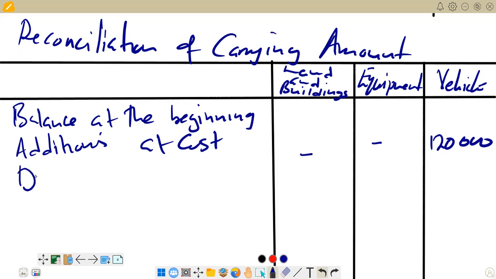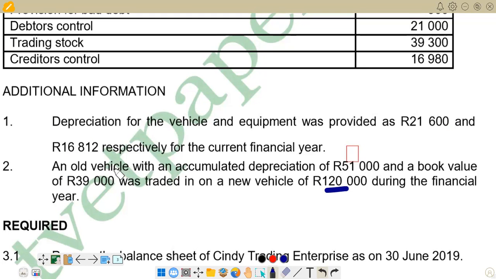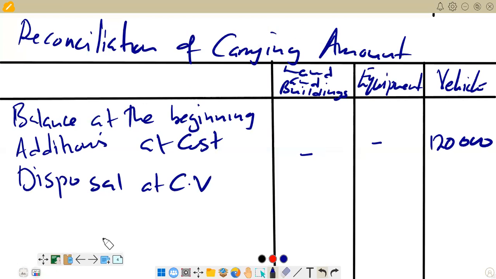Then we go to disposal at carrying value. So we go there to check what we have. We see that there's a vehicle which was disposed with a book value of 39,000. This is the only one that was disposed. So we can go there and put 39,000 under our vehicles.